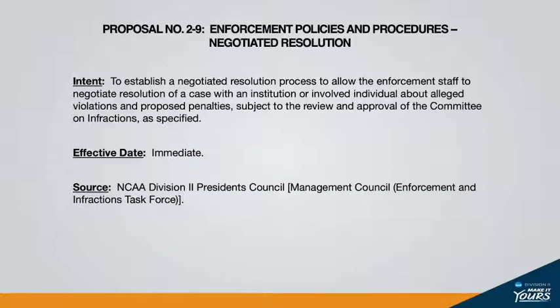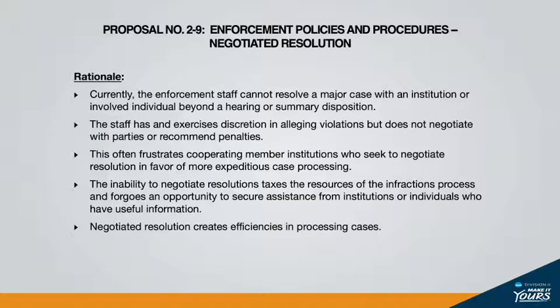The parties will submit the negotiated resolution to the Committee on Infractions, who may approve the negotiated resolution or reject it. The Committee on Infractions standard of review to reject a negotiated resolution is when the committee considers the negotiated resolution not in the best interests of the association or the penalties are manifestly unreasonable. Following the NCAA Division II Management Council and President's Council review of an increase in Division II major infractions cases in recent years, the NCAA Division II Enforcement and Infractions Task Force was created and charged with studying recent changes to the Division I infractions process and recommending legislative and policy changes to enhance the Division II infractions process.